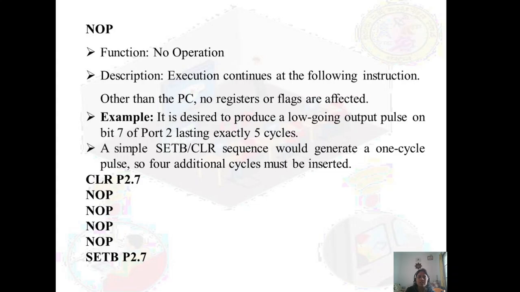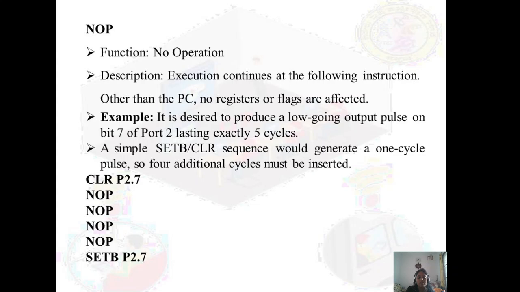So a simple set bit or clear sequence would generate a 1 cycle pulse. If you are using set bit or clear, you can generate 1 cycle. So if you want to have 5 cycles, then what can we do? We can use this no operation. See here, clear P2.7. Here it will clear bit 7 of port 2. So here they are telling that it should last exactly for 5 cycles.